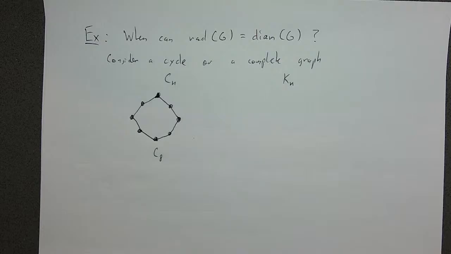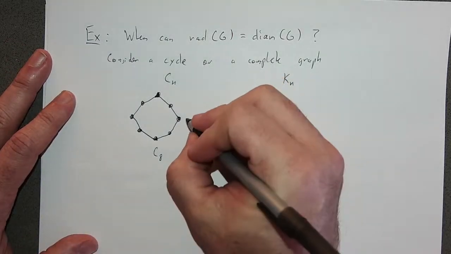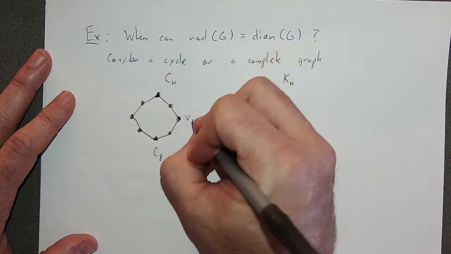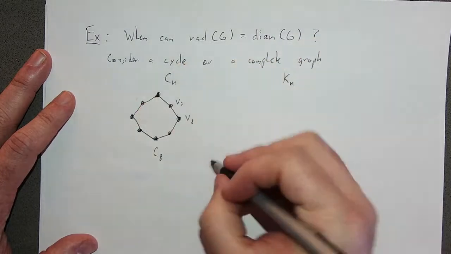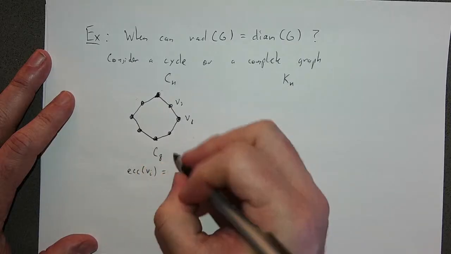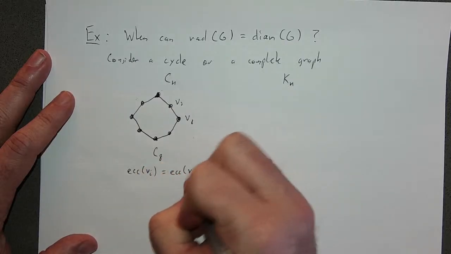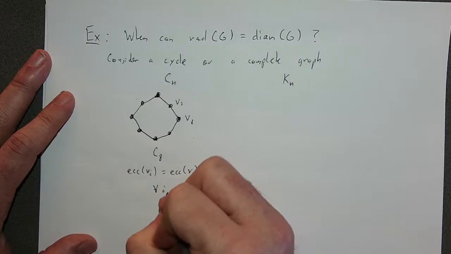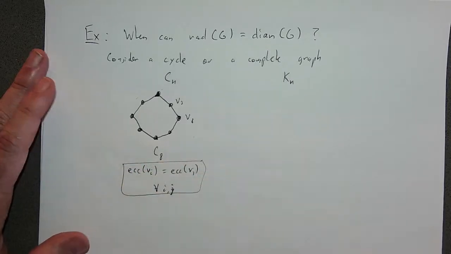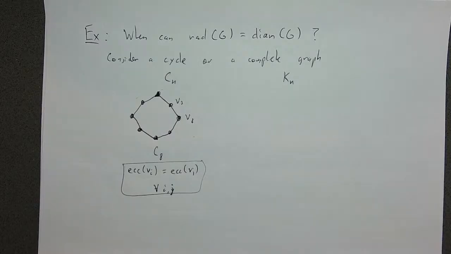So for every vertex, its eccentricity is going to be exactly equal. So if these vertices are labeled V_i, V1, V2, and so on, the point is that the eccentricities of V_i and V_j are equal, right? So all the eccentricities are equal.